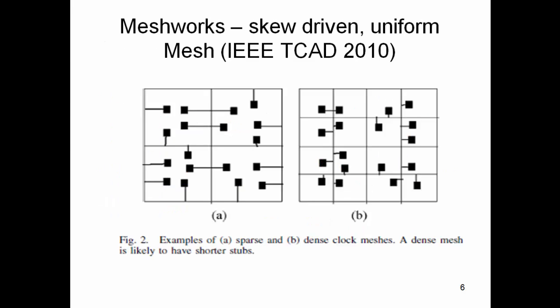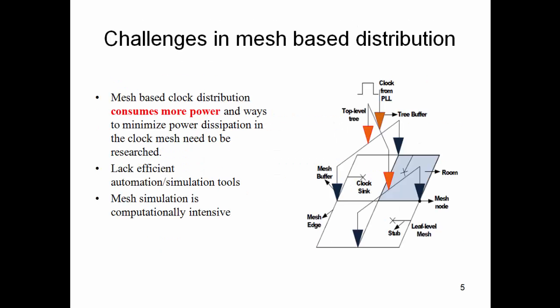When we talk about mesh synthesis, it's basically about forming the mesh. And when we have to form the mesh, the first important question is how dense the mesh should be. Here you can see for the same arrangement of sinks in cases A and B, the right hand side shows a more dense mesh compared to the left hand side. But you can also see that in the right hand side the stub lengths are small. The stub is that small wire segment connecting the clock sink to the mesh edge. So I have defined the term stub here.